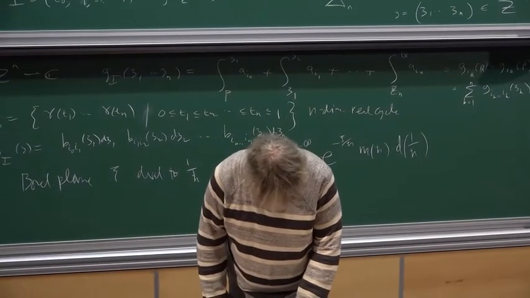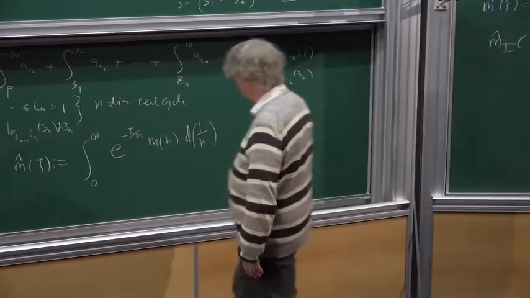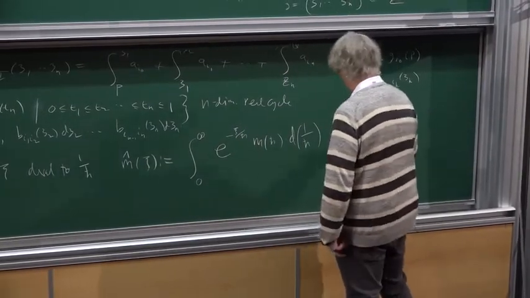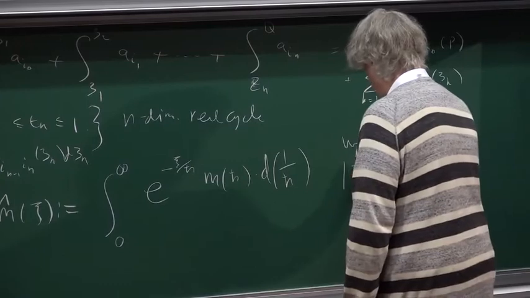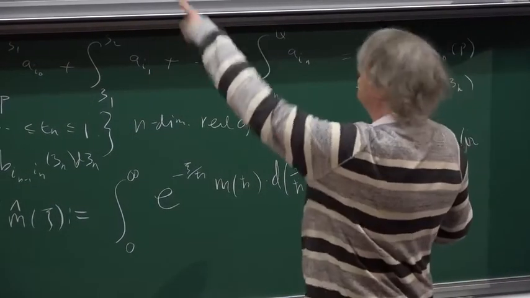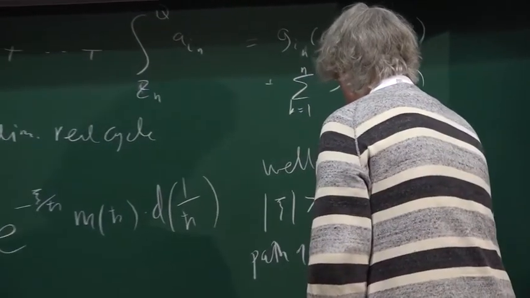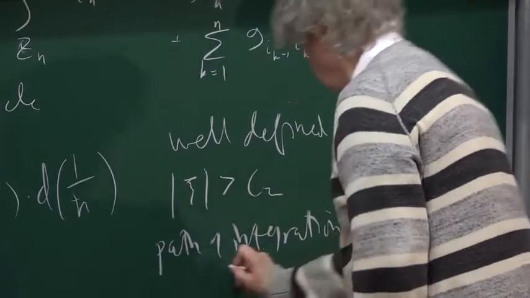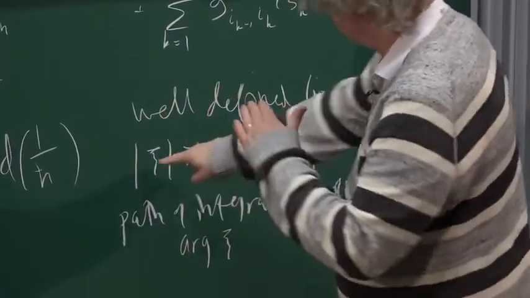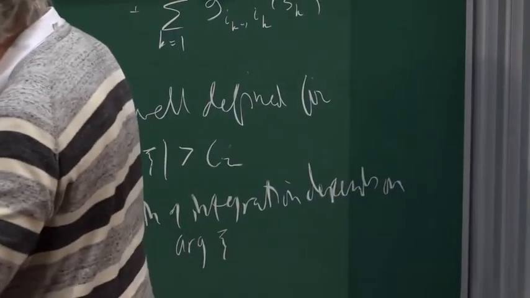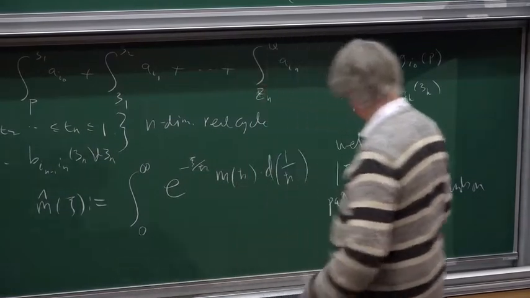Now let's see comments about this. The first comment is that this path of integration depends on h bar. Sorry, depends on c. So this is well defined for absolute value of c strictly bigger than this constant c2 that shows up here. And the path of integration from 0 to infinity is going to depend on the argument of c. If you have c big enough, then there's always going to exist a path of integration with the property that this is exponentially decreasing as 1 over h bar goes to infinity.